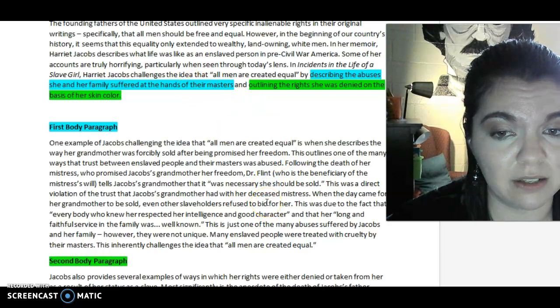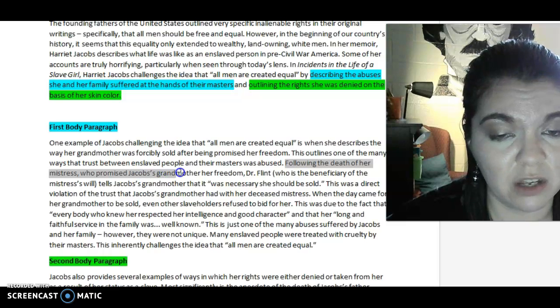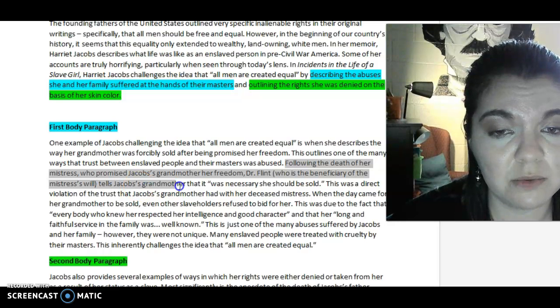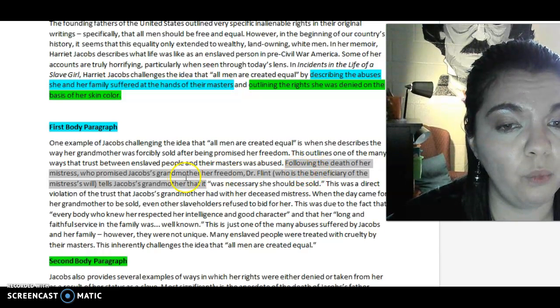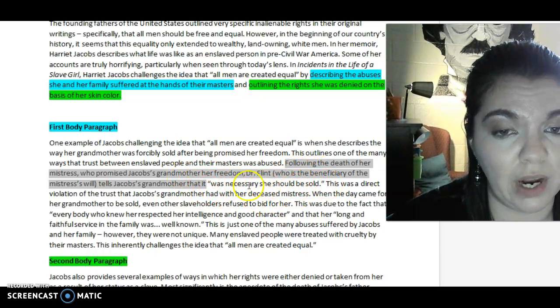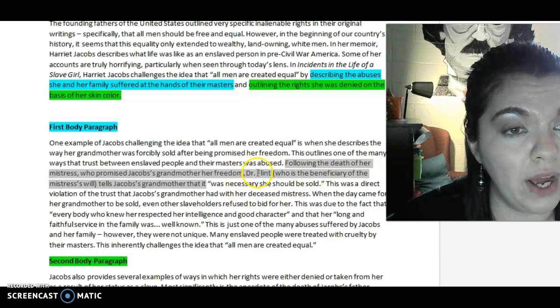After your topic sentence, you then want to introduce your quote. Following the death of her mistress, who promised Jacob's grandmother her freedom, Dr. Flint, who was the beneficiary of the mistress's will, tells Jacob's grandmother that it, as you can see here with this sentence, is introducing what's going to come within the direct quote, and it is explaining why it's important.